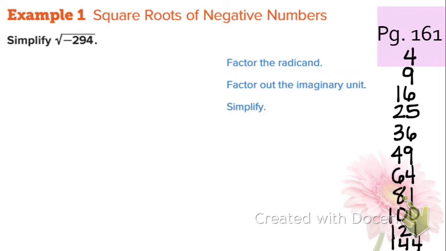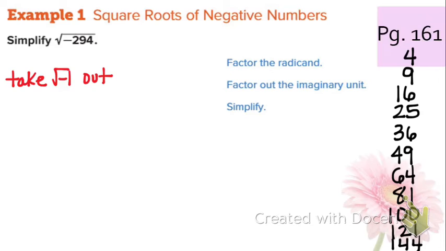So I want to explain to you how they did example 1, because they did it for you, but I need you to understand how they did it. So I'm going to go through it with you, and I recommend you write down the steps. Okay? So the first step, whenever you see a negative, is to take the -1 out. You always start by taking that -1 out.